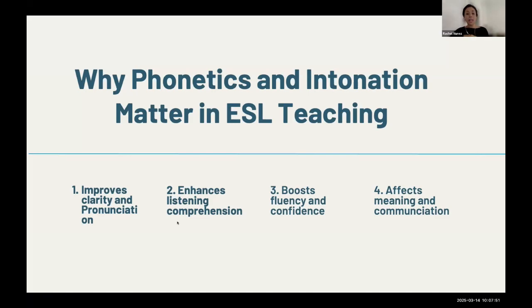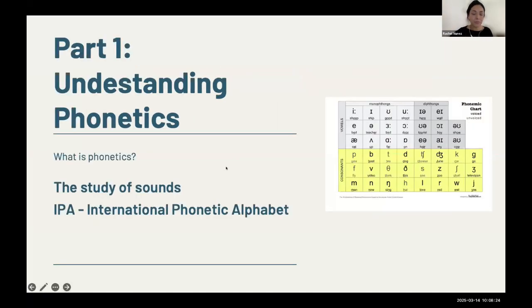Also, it enhances listening comprehension and boosts fluency and confidence. I work with a lot of adults, and a lot of them work for executives in big companies in Spain, also for multinationals, and they're very concerned about their accent. So it's really important to them. And it also affects meaning and communication, especially with intonation. So we're going to see some examples.